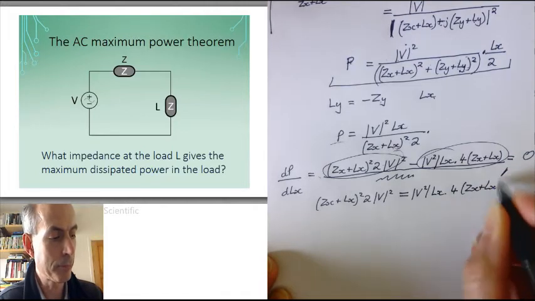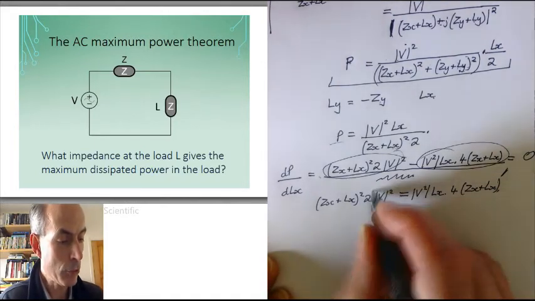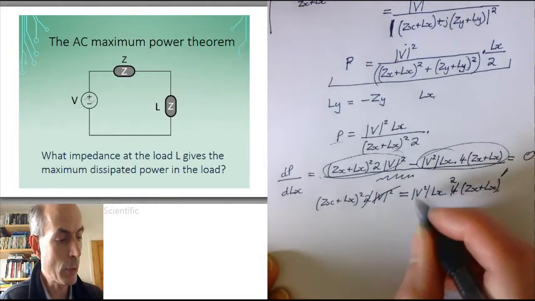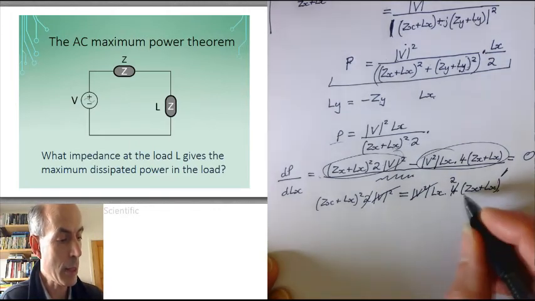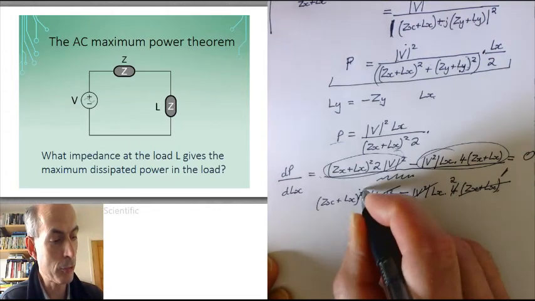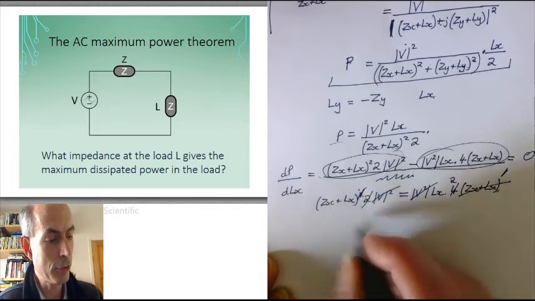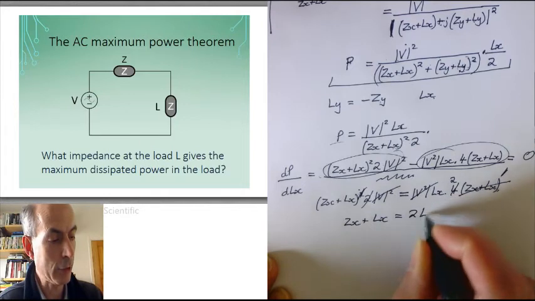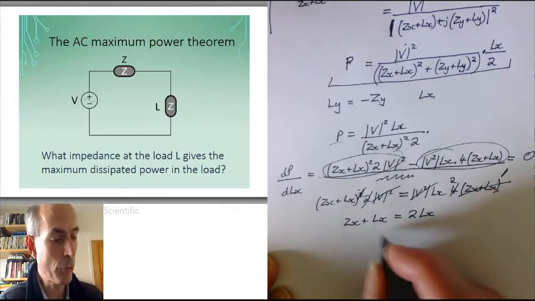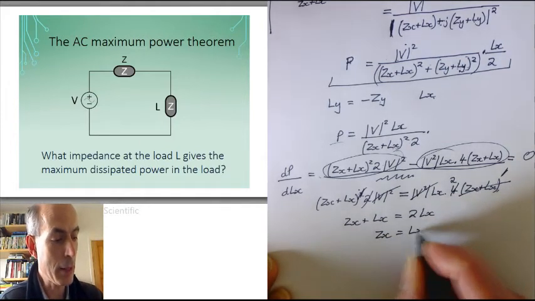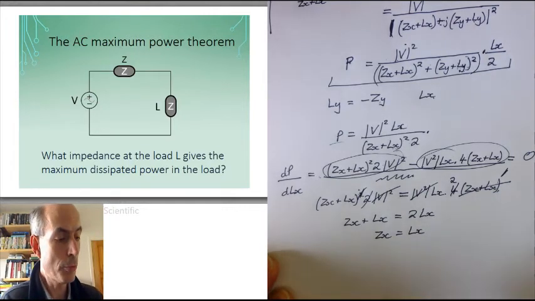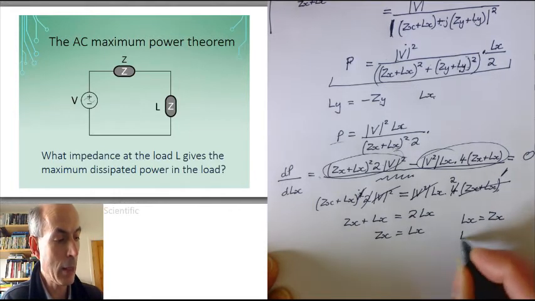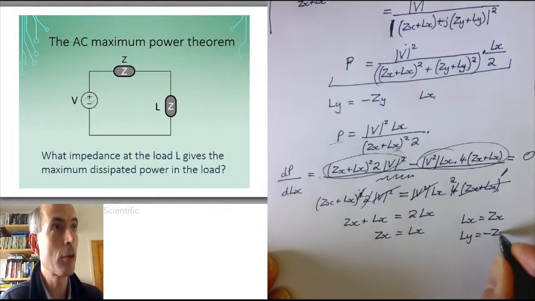Okay, well, the V squareds cancel out. That term cancels out with one of the terms in this squared, and that just leaves me with Zx plus Lx equals 2Lx. Subtract Lx from both sides, I get that. So those are my 2 results. Lx equals Zx, Ly equals minus Zy.